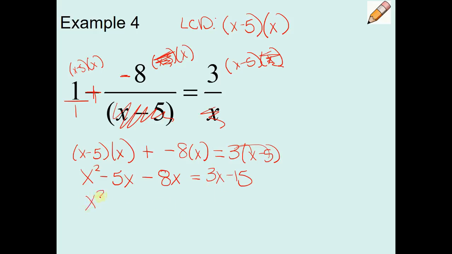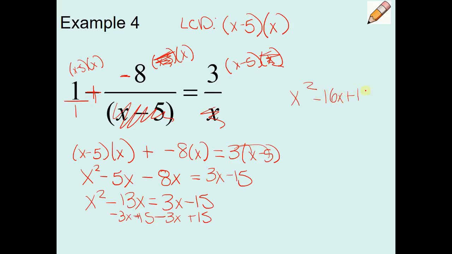Looks like got x squared minus 13x equals 3x minus 15. Subtract the 3x, add the 15 to this side. I'm going to be left with x squared minus 16x plus 15 equals 0. Numbers that make 15 but add together to give me negative 16. It looks like it's negative 15 and a negative 1. So x has to either equal 15 or it can equal 1.